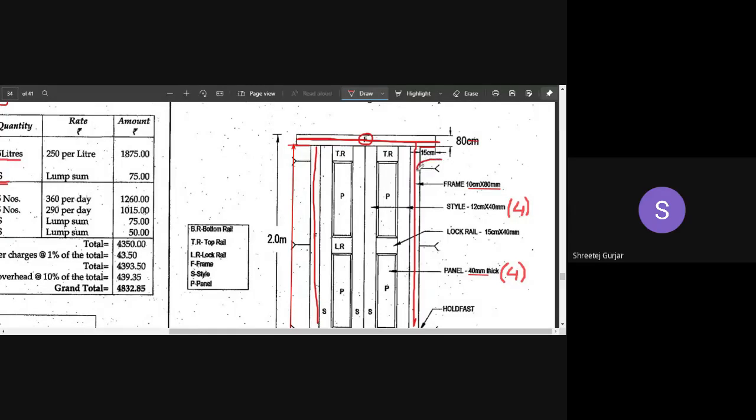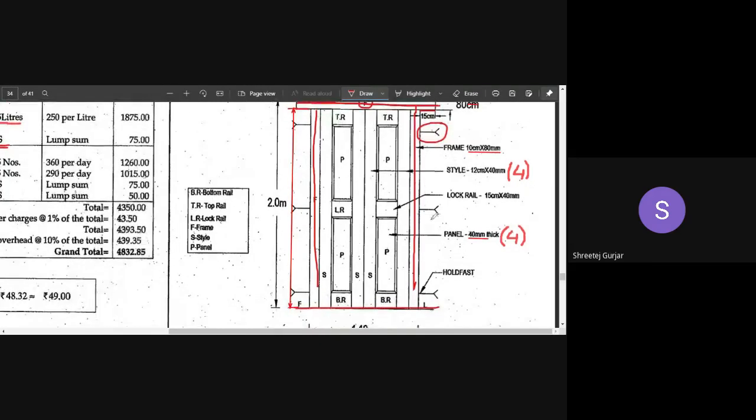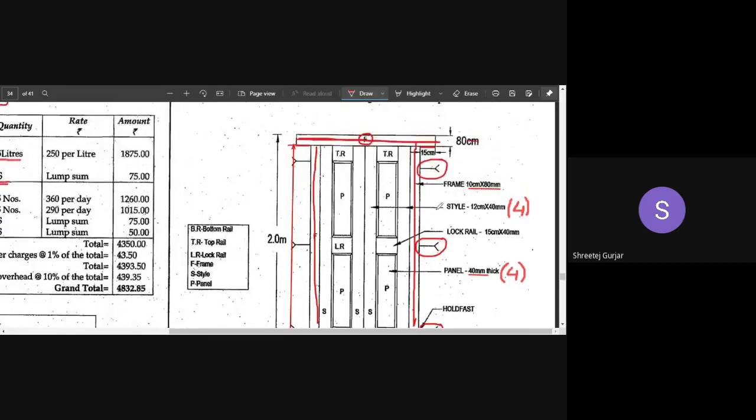Also, you have these hold fasts, which you can see over here. Hold fasts are provided, which anchor your frame into the wall. So all these things are part of the frame.